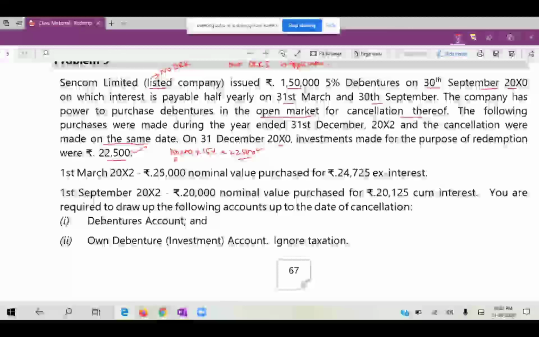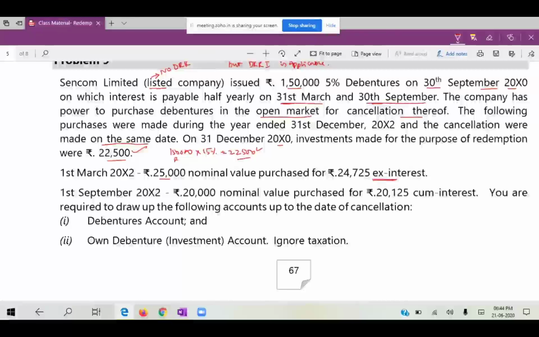Now in the year 2002, imagine the last due date of interest is 30th September. Due dates of interest were 31st March and 30th September. So the next immediate interest due date was 31st March. Therefore, 5 months is outstanding. That's a broken period interest. Now, 25,000 nominal value purchased for 24,725, excluding interest. But bank outflow is including interest. But here directly I can say 25,000 minus 24,725, so 275 is completely profit.